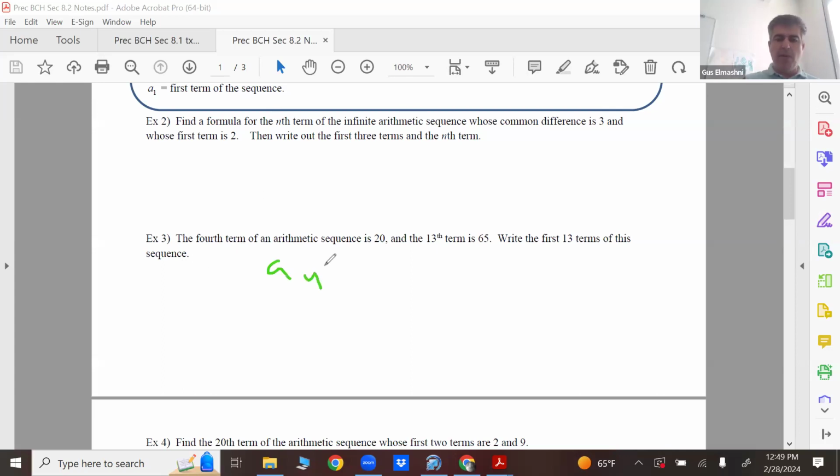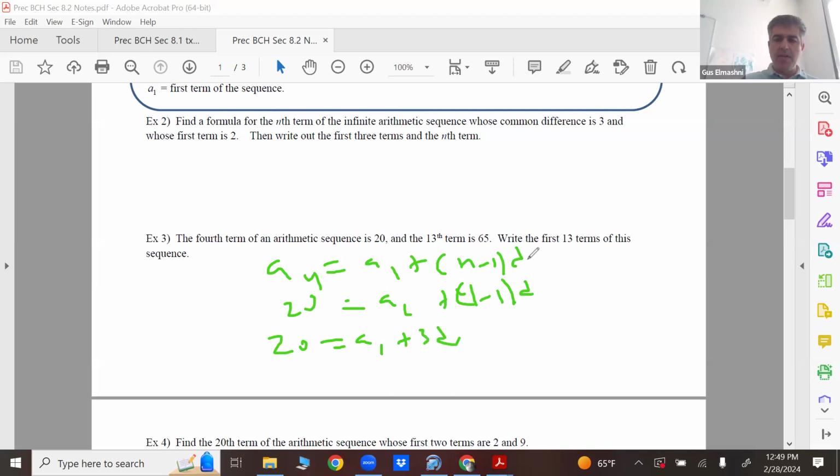Some students will say, well, A4 equals A1 plus n minus 1 times D. So they'll say, oh, 20 equals A1 plus 4 minus 1, and then they'll do some sort of substitution, like a system of equations. You could do all that work, but seriously, just think about how many times you're applying the common difference from one term to the other. That's just more effective, or more efficient.